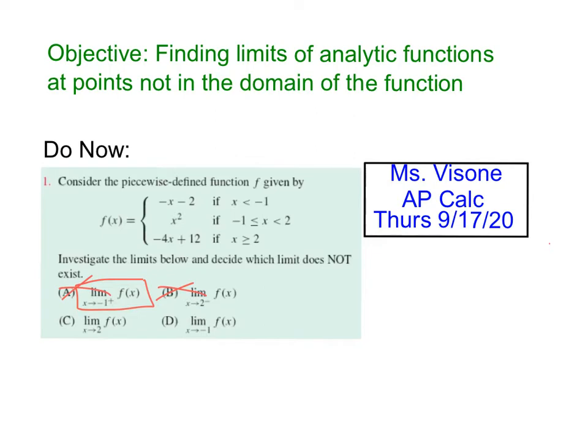So as x approaches 2 from the left, you get 4. From the right, you get 4, so that one works. So it must be -1. -1 from the left is -1. -1 from the right is a +1. So that's why it's a D.